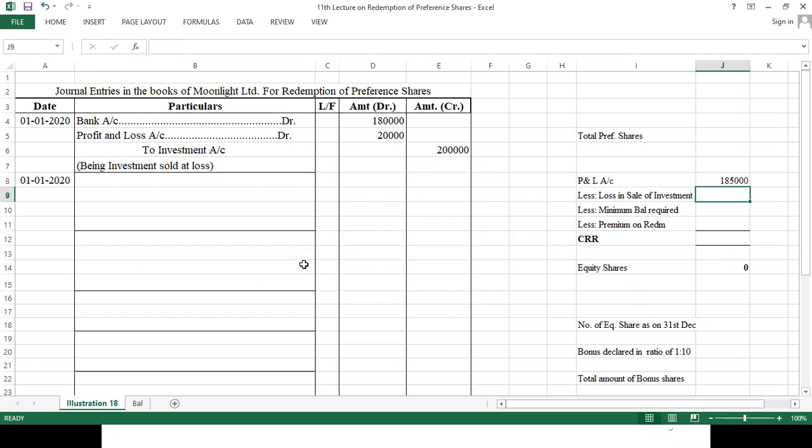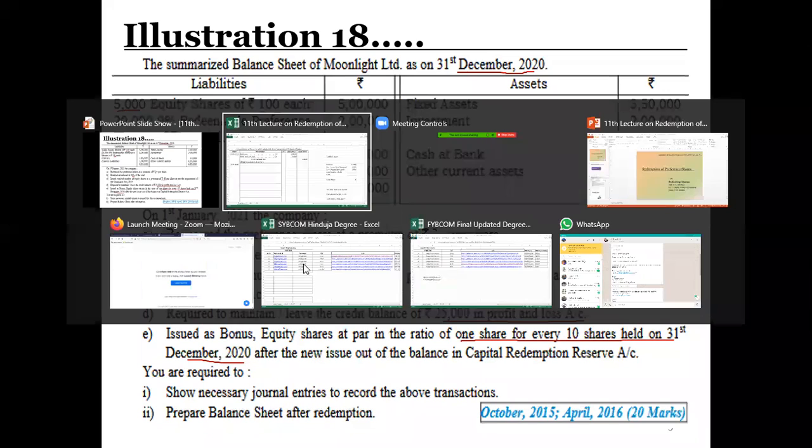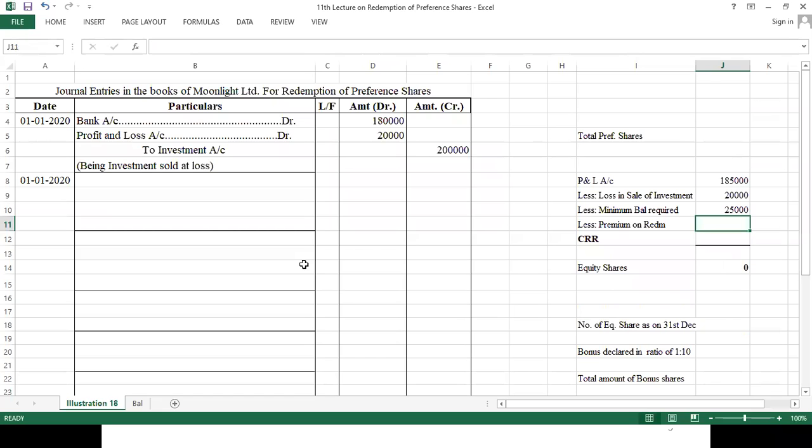1,85,000. Okay. Loss in sale of investment, we made a loss of 20,000. Apart from that, less minimum balance we require to keep in our profit and loss account is 25,000 as per statement number D. Okay. Then we are going to provide premium for redemption. How much premium we want to provide?